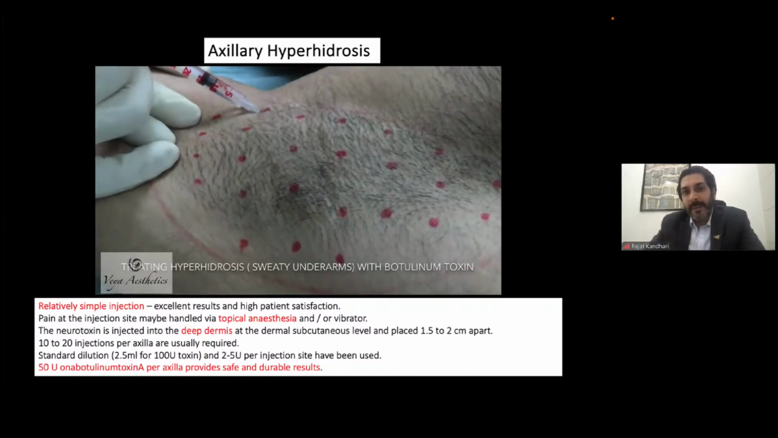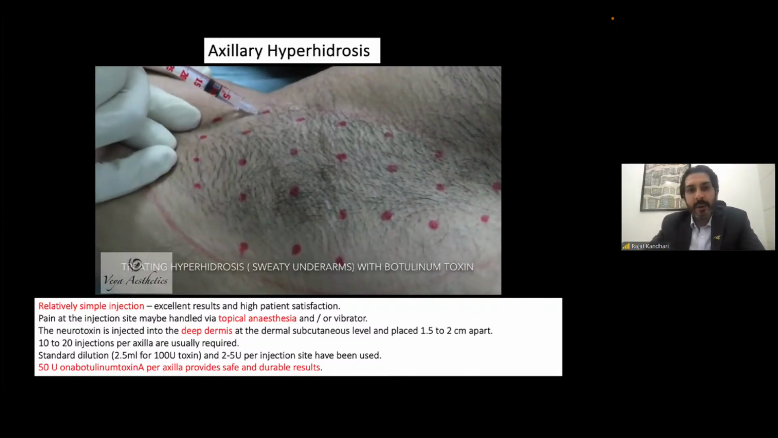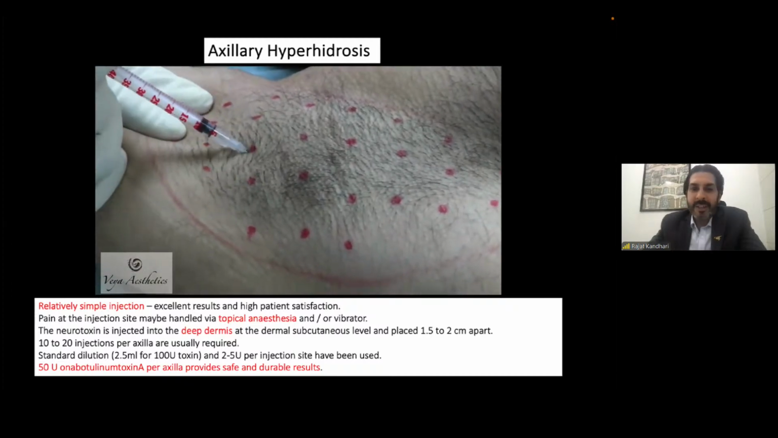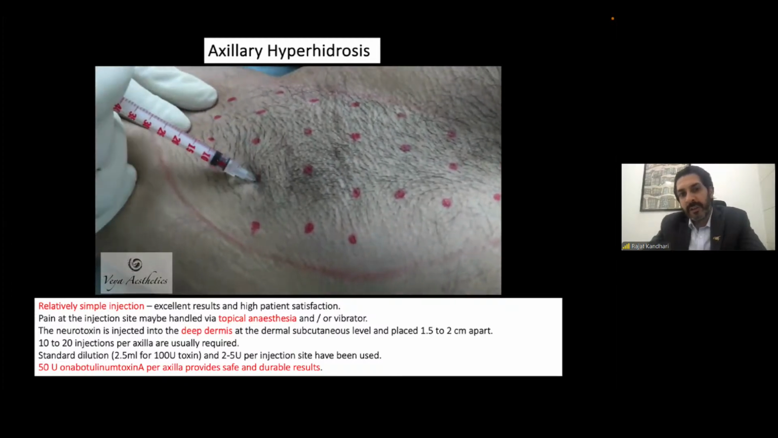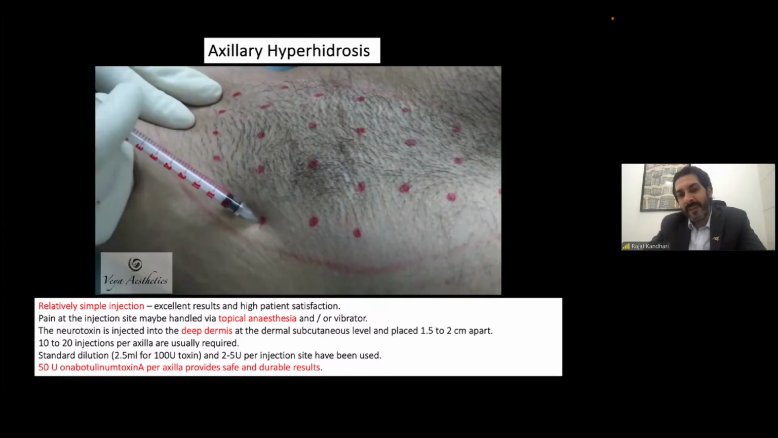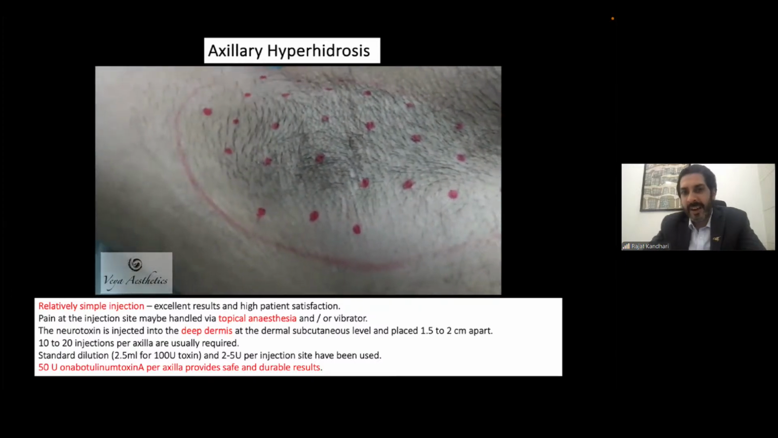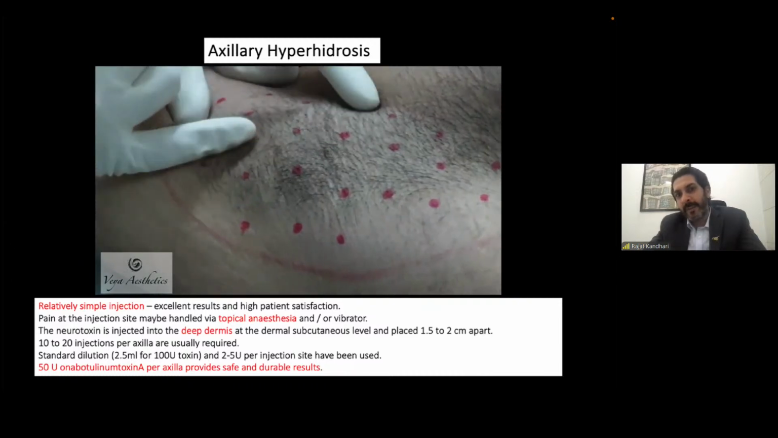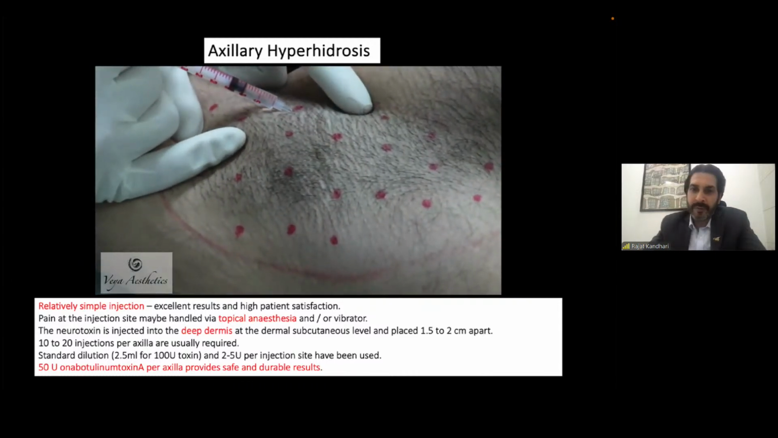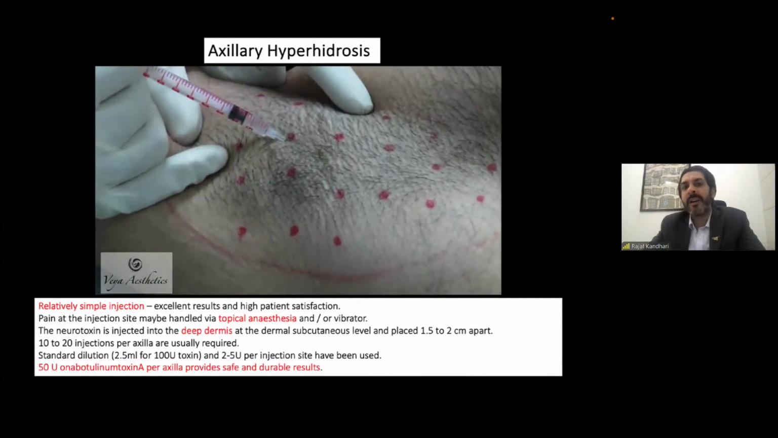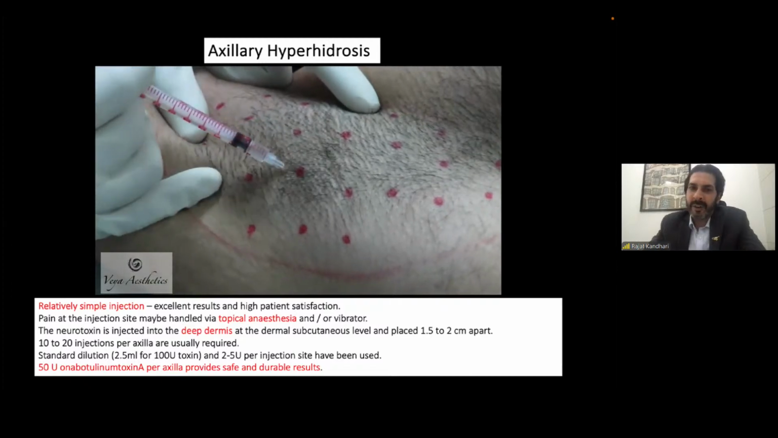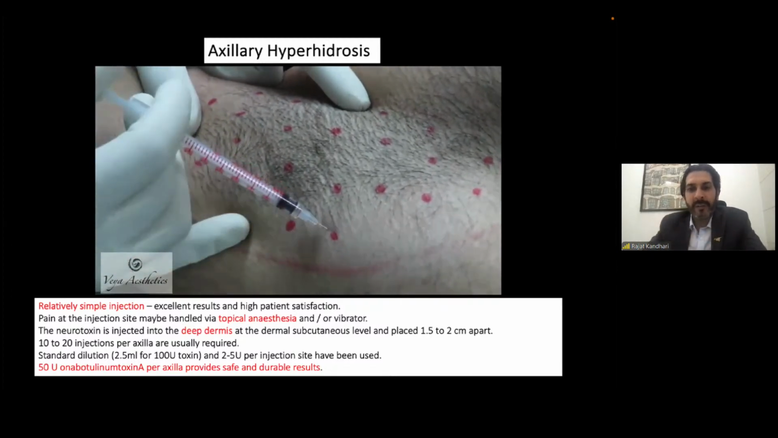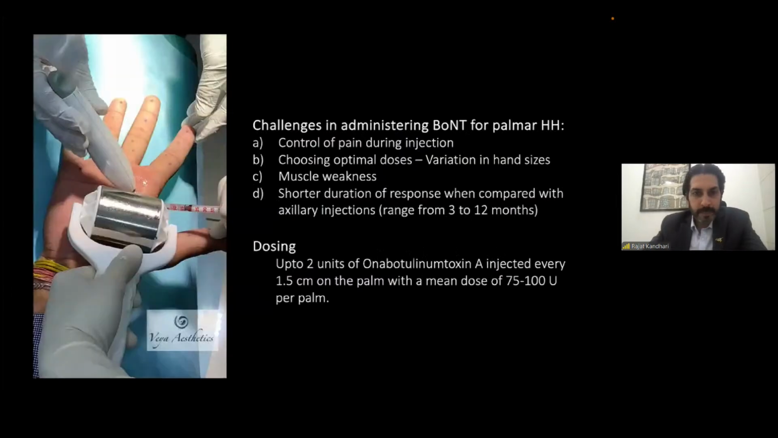Coming to axillary hyperhidrosis, again, different dilution techniques were mentioned by Adrija. But I would say, again, I use a standard dilution to not confuse things. It's a very easy, effective, and highly satisfying technique. 2 centimeters to 2.5 centimeters apart. I usually do 50 units each side for a moderate to severe case, by 25 points on each side.